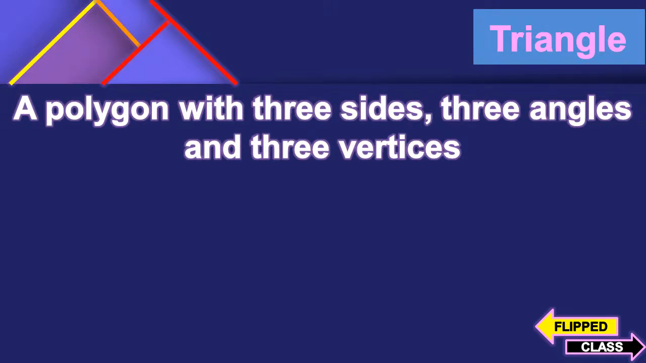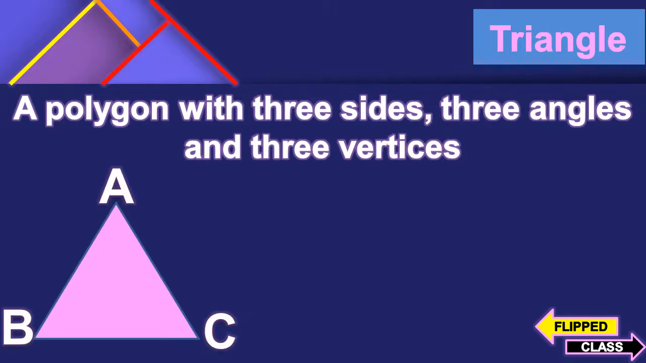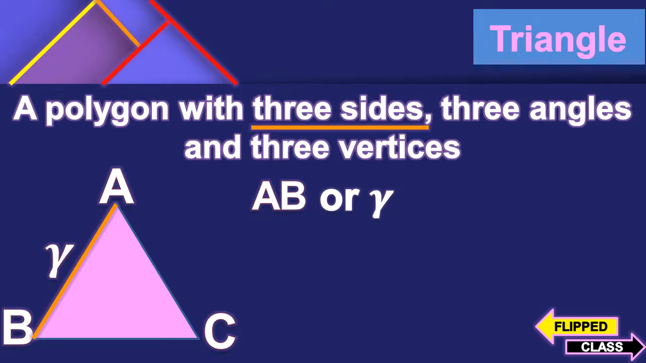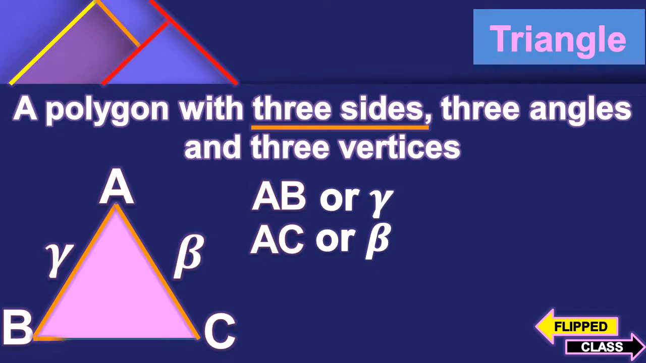Let's start first with the basic concept of a triangle. Last time, we learned that a triangle is a polygon with three sides, three angles, and three vertices. In this given figure, you can name all of its three sides, and they are side AB, or you could use any other symbol such as gamma. The second one is side AC, or you can label it as beta. And the last side is side BC, or you could use the symbol alpha.